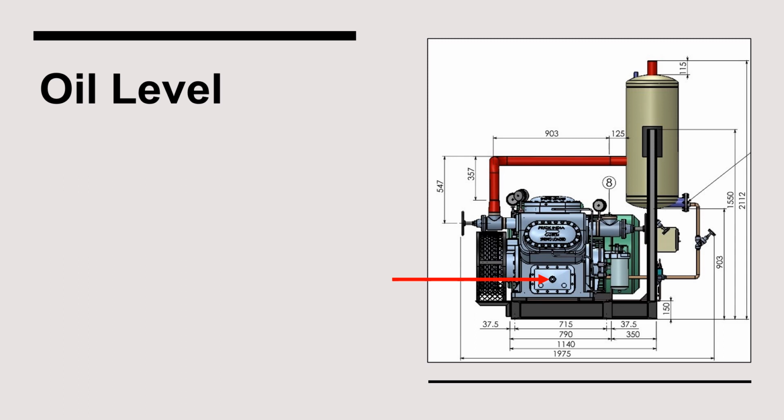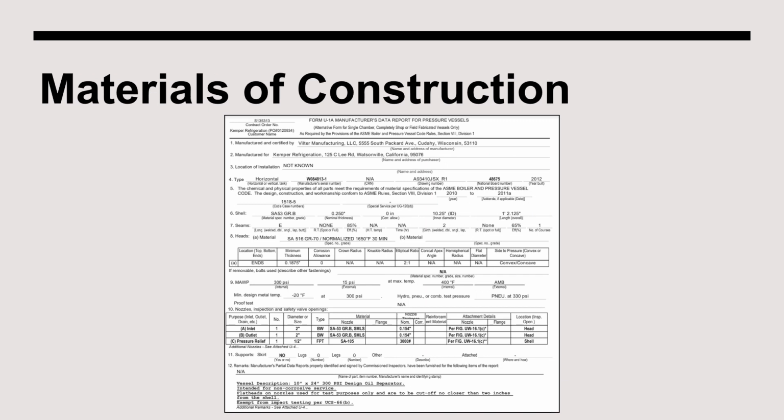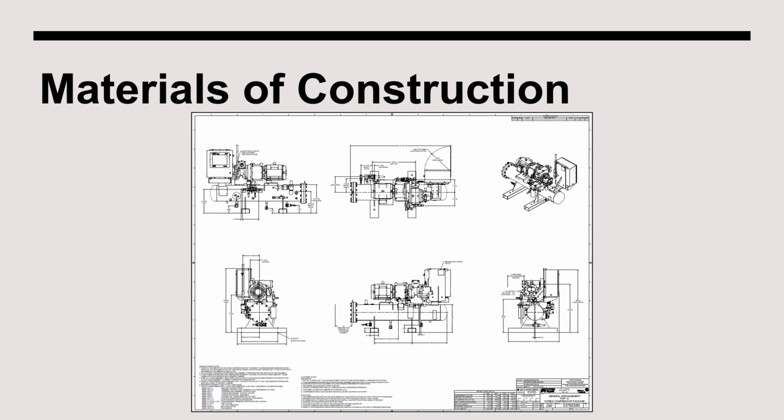A reciprocating compressor typically has one sight glass, which is located at the bottom of the crankcase. During normal operation, this sight glass is typically half full. When documenting the materials of construction for a compressor, the key document is the manufacturer data report associated with the oil separator. The manufacturer certified drawing is another key document to have on file for materials of construction.